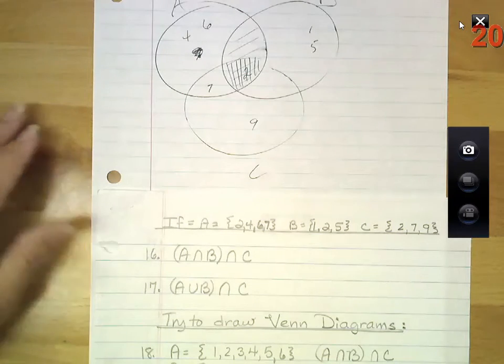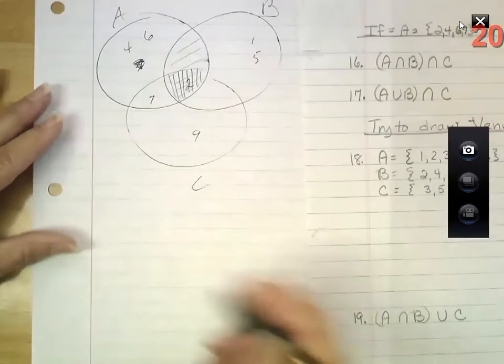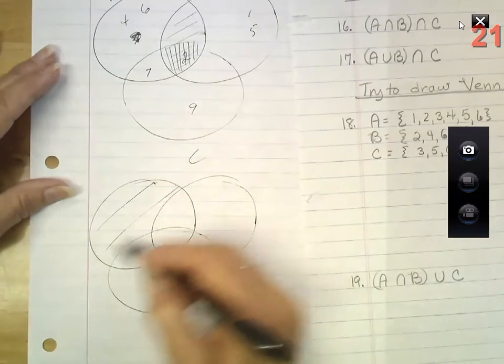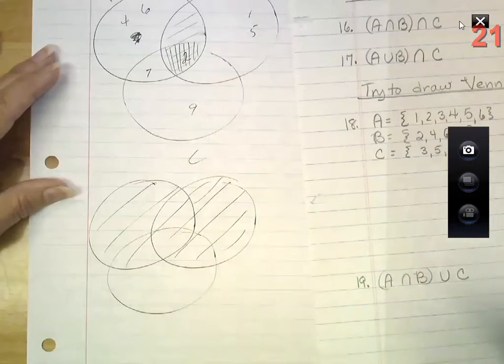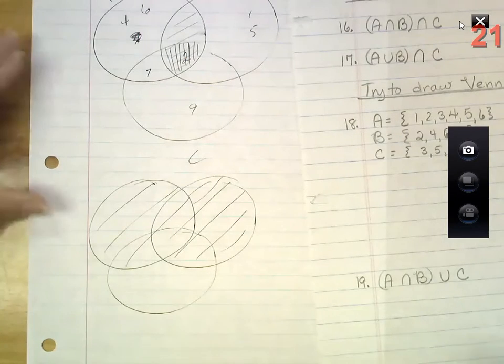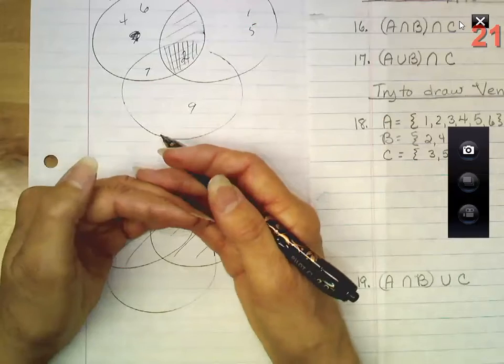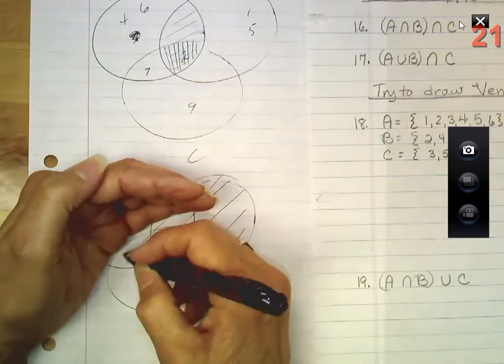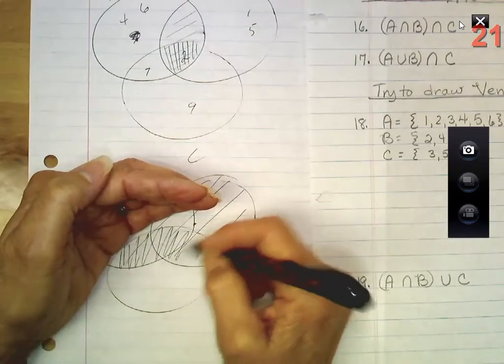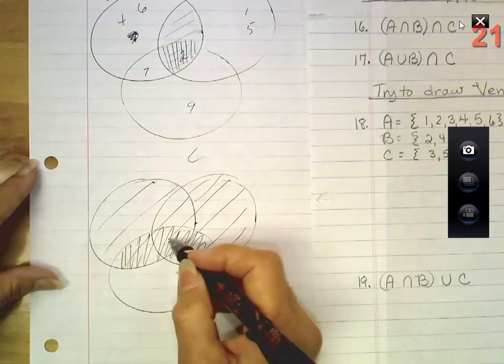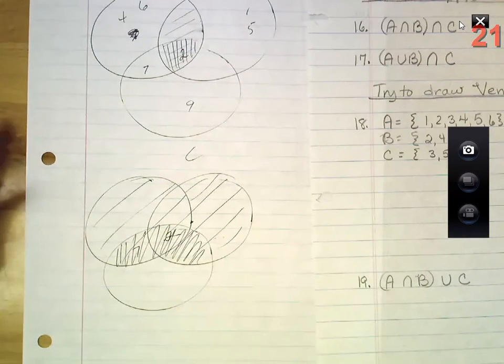Now, if you do A union B intersecting with C, I'm not going to put the numbers in. I'm uniting them, I'm putting them together. Where does that intersect with C? Here's C. You see C? So it would be 2 and 7. If you put the numbers in there, it'd be 2 and 7.